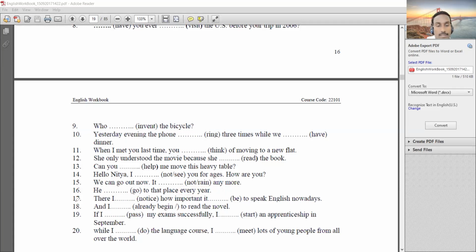Okay, then let's go to the next. Number 17 is here. It says, "There I (notice) how important it (be) to speak English nowadays." There I noticed how important it has been to speak English nowadays. It has been, try to understand here, it is "be". Be means to be's forms, okay? It has to be. It was to speak. Here, nowadays.